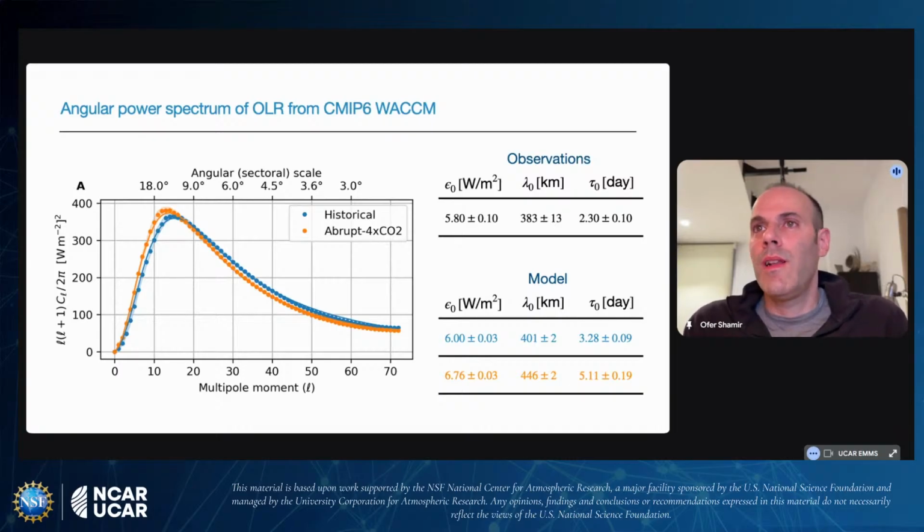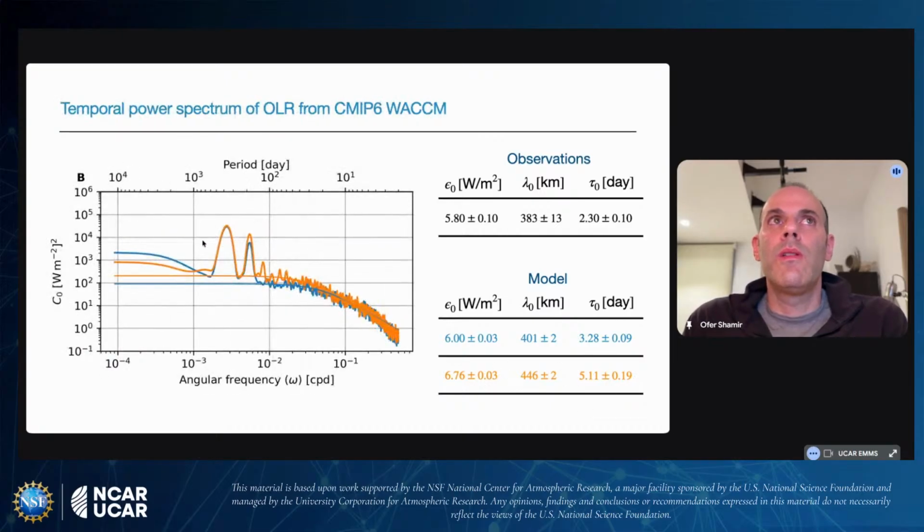The energy balance climate model explains the OLR variance on sub-annual timescales in the Wacom model. And unsurprisingly, there are model biases compared to observations in terms of the estimated parameters, and the background is also sensitive to the climate state. This is the corresponding temporal power spectrum for the OLR data from Wacom.